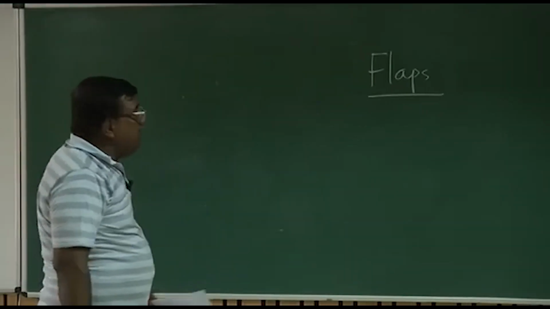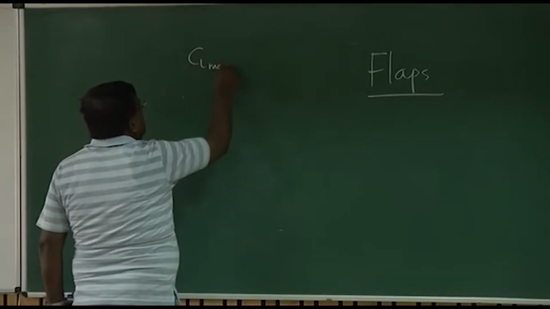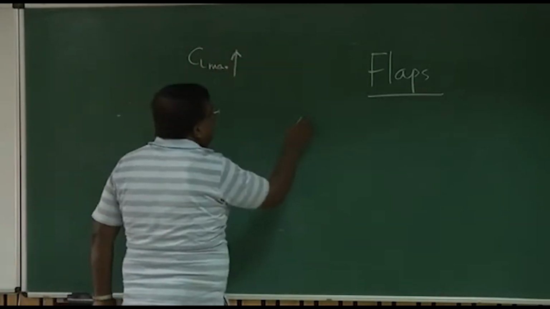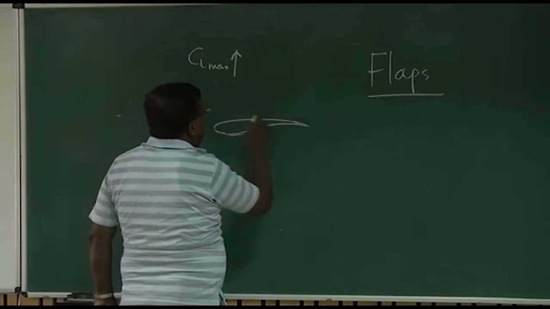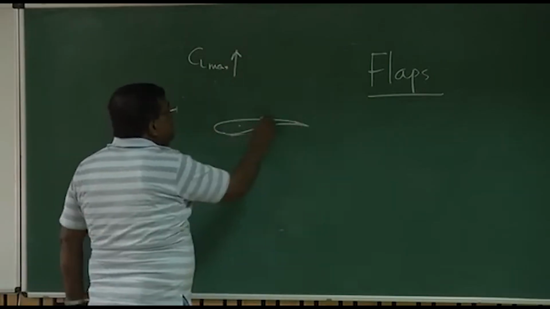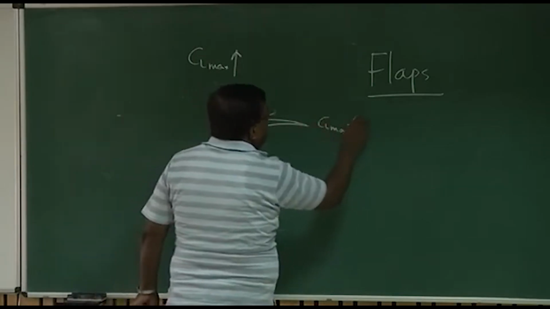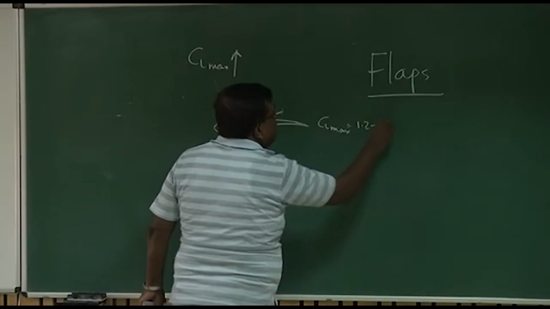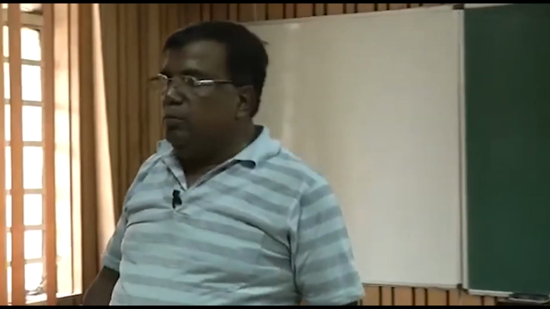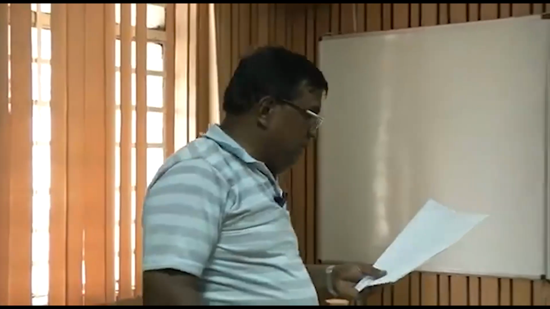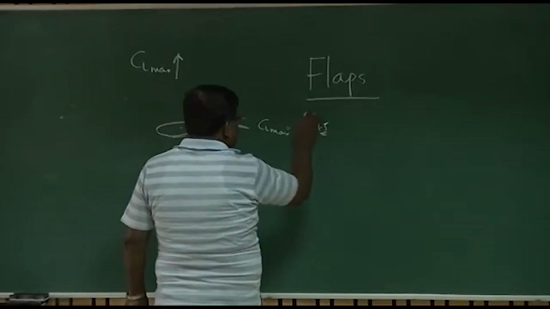What is the purpose of a flap? The purpose is that I want to increase CL max. Typically, if we take a normal wing, the CL max is in the range of 1.2 to, let's say, 1.5. A little bit high, but yes, you can customize it. As a designer, we do not take more than 1.2. So preferably, I will prefer the number 1.2, because yes, it is a schematic number.